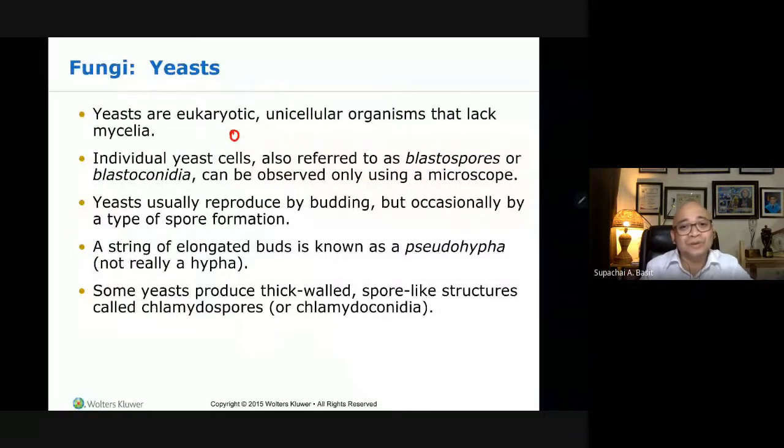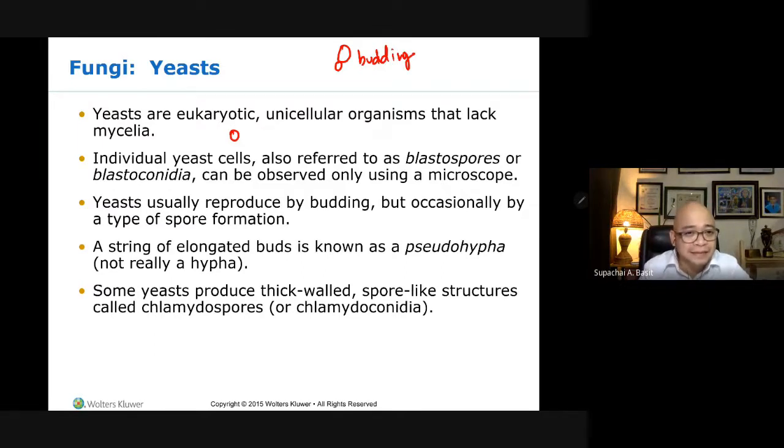So they are also known as the blastospores or blastoconidia, and they can only be seen if you are using a microscope. So yeast reproduce by means of budding. So one yeast will produce a daughter cell. So this is what you call budding.